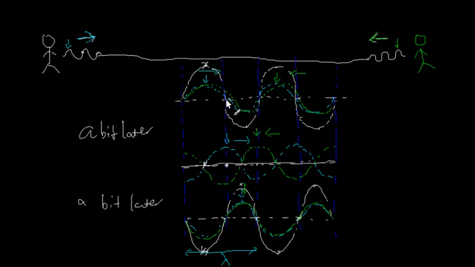Now, if I look at that point, now look at this point here. After a short time, this point will still be at the same position, right? Because here the peak meets the trough, and the resulting displacement is still zero. A bit later, it's still here. So we have a point that never moved.